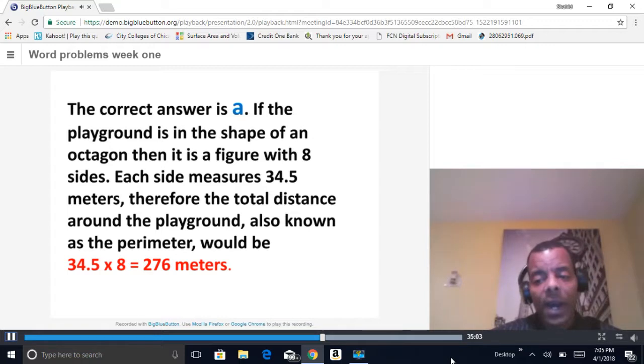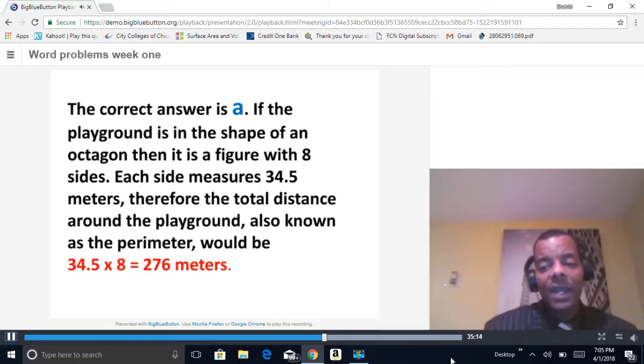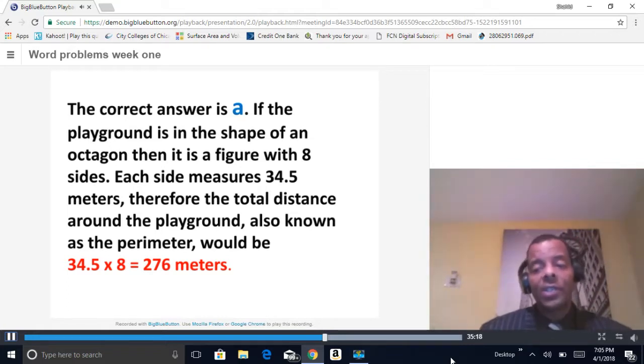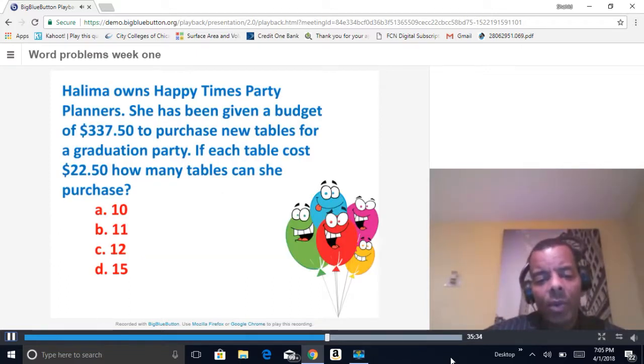Solve by multiplication, because you have how much for one and you're trying to find how much for more than one, and they're all the same. So instead of adding 34.5 eight times, multiplication is a quicker way to add. So we simply multiply 34.5 times 8. Are you all having a good time out there? Are you getting your math on? All right, let's move to the next problem with this powerful word problem video.